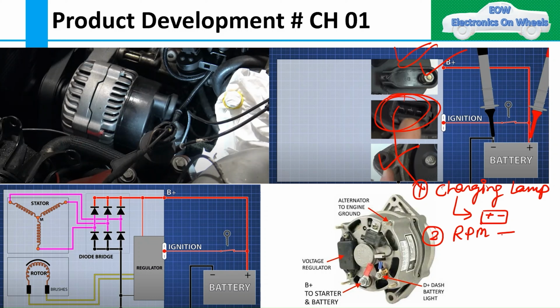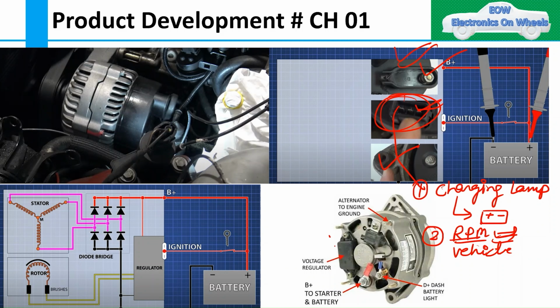RPM of this particular alternator I want, or of the vehicle also, because with the pulley ratio you can calculate the RPM of the vehicle as well. If you do not have a vehicle speed sensor or some other sensor, then RPM can also be taken from the alternator. So suppose I want these two connections, then I need only a 2 pin connector here, I do not want the 3 pin connector, right?